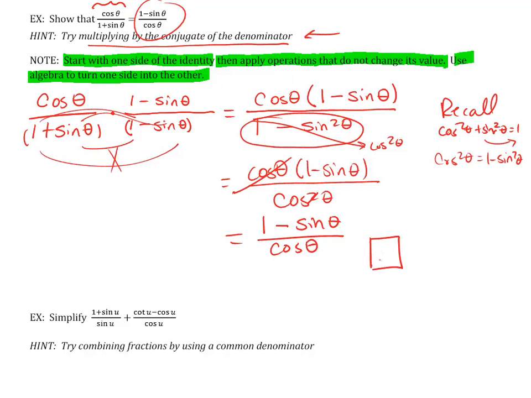So I'll put a little box at the end. That's the way that we indicate that we've proven or finished showing an identity to be true.